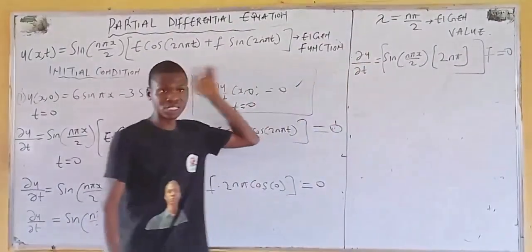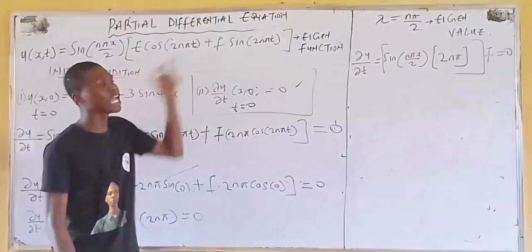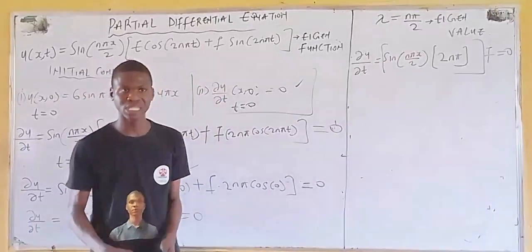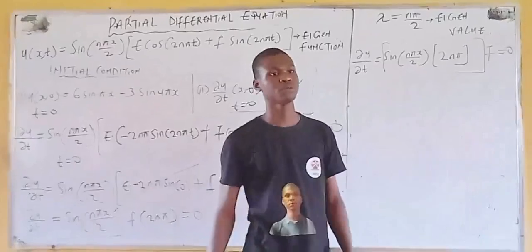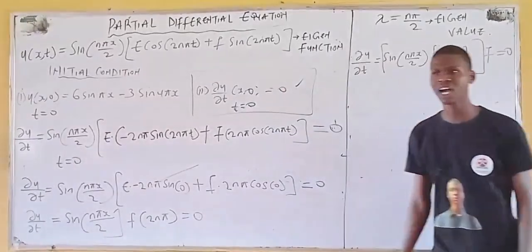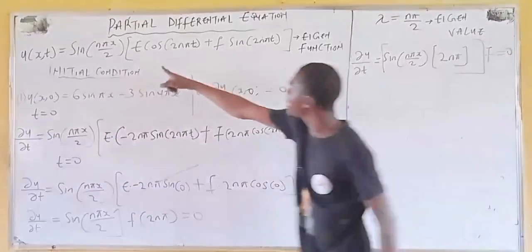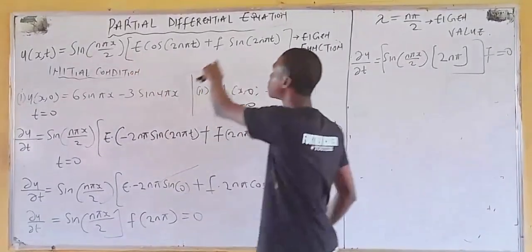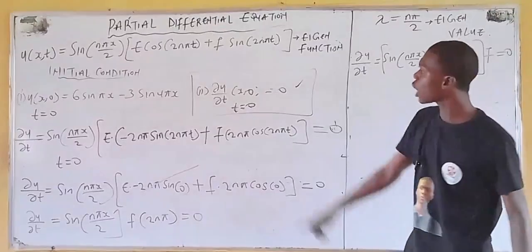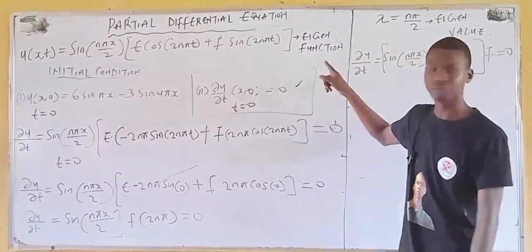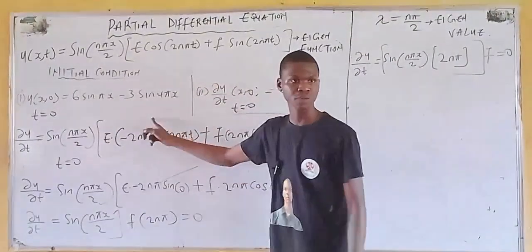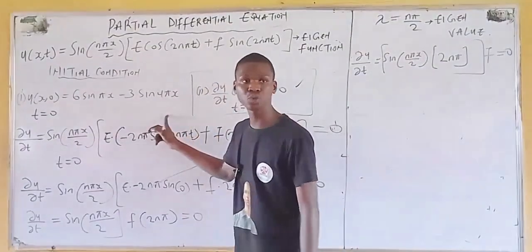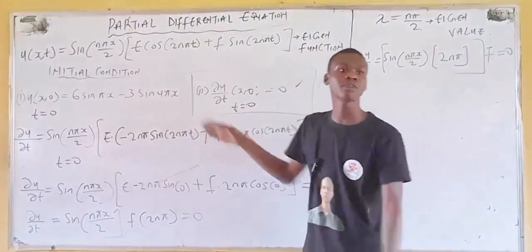That was how we got this. Now I'm having E and F as a function. What does it mean? I have to know these same values also. Are you getting me at all? I'm having E and F, meaning I have to know the value of E and I have to know the value of F. How do you know the value of E and F? Apply this boundary condition. By the time you apply this boundary condition, you know the value of E and you know the value of F.